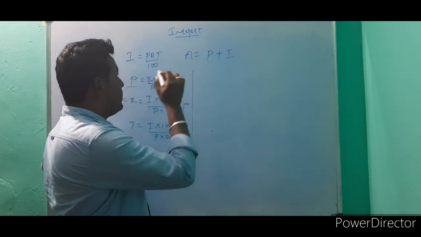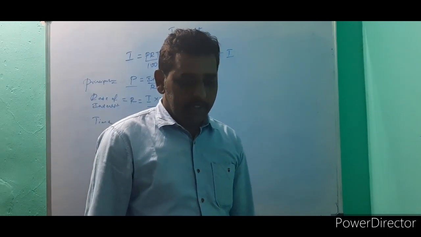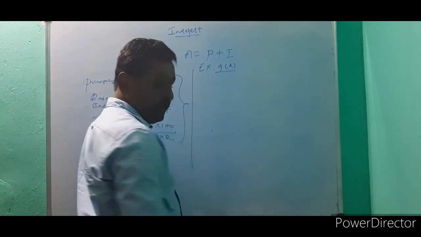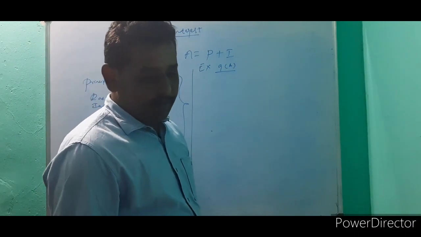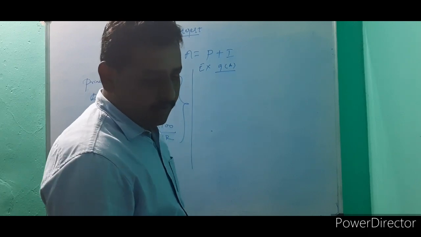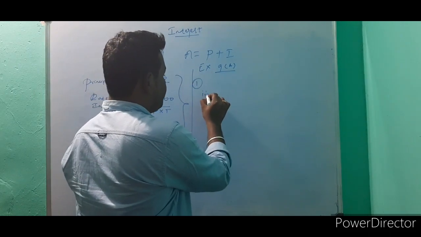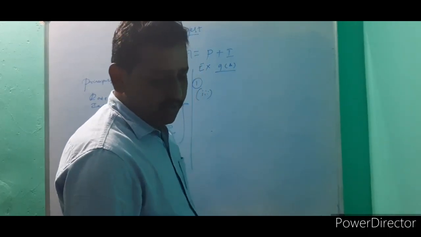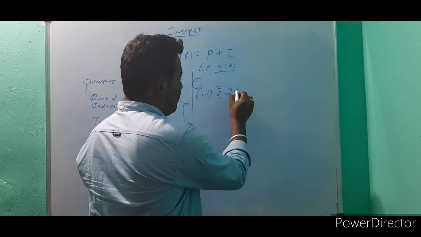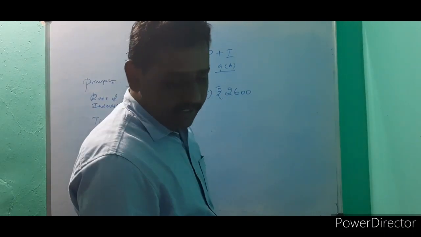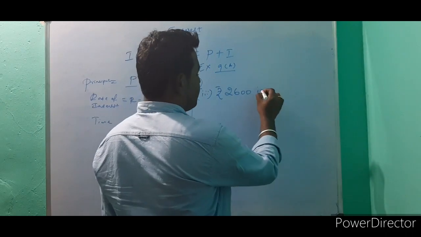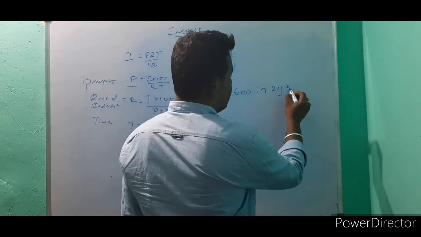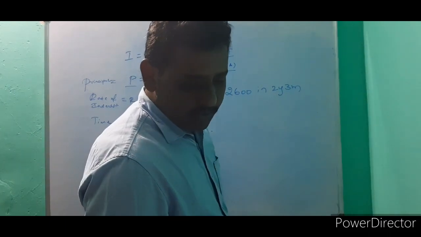So in today's class also we are going to solve some problems on interest. In exercise 9E, I completed two problems in the first part. Next I will move to the third one in the first problem. What they have given: rupees 2600 in 2 years 3 months.